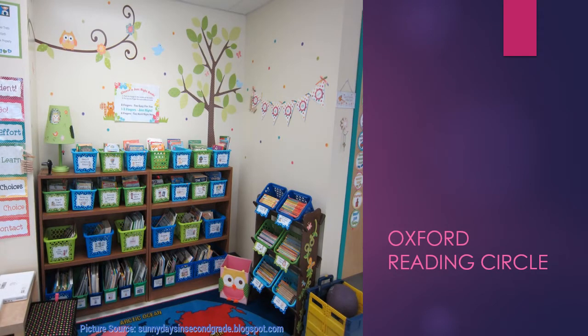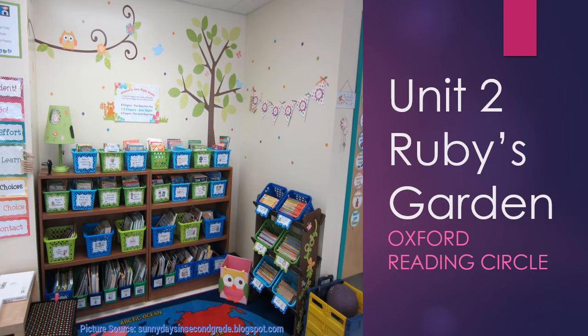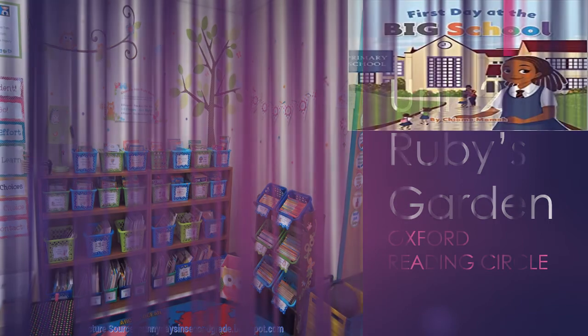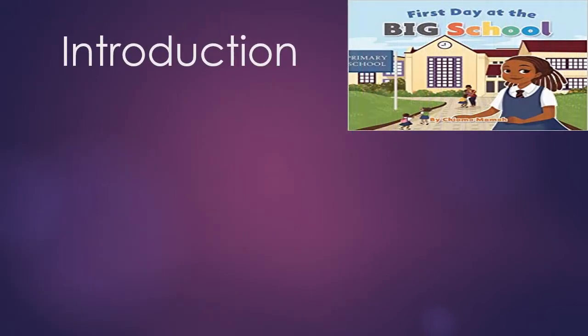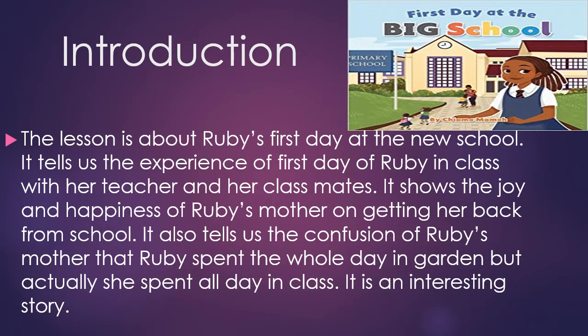Dear students, grab your Oxford Reading Circle book and we will do today Unit 2, Ruby's Garden. First of all, I'll give you an introduction of the lesson, Ruby's Garden. The lesson is about Ruby's first day at the new school. It tells us the experience of the first day of Ruby in class with her teacher and her classmates. It shows the joy and happiness of Ruby's mother on getting her back from school. It also tells us the confusion of Ruby's mother that Ruby spent the whole day in the garden, but actually she spent all day in class. It is an interesting story, so let's go through.